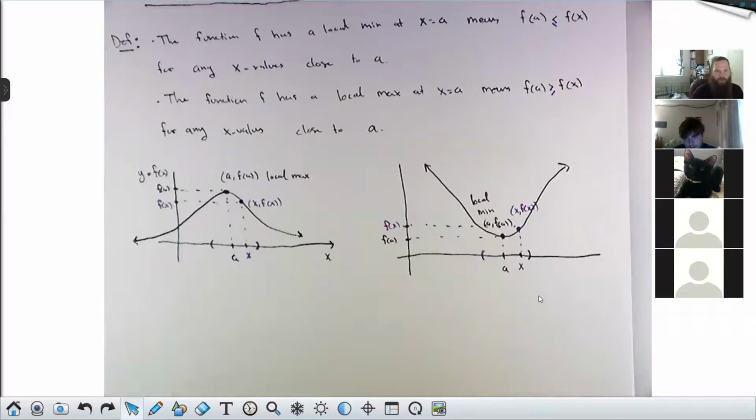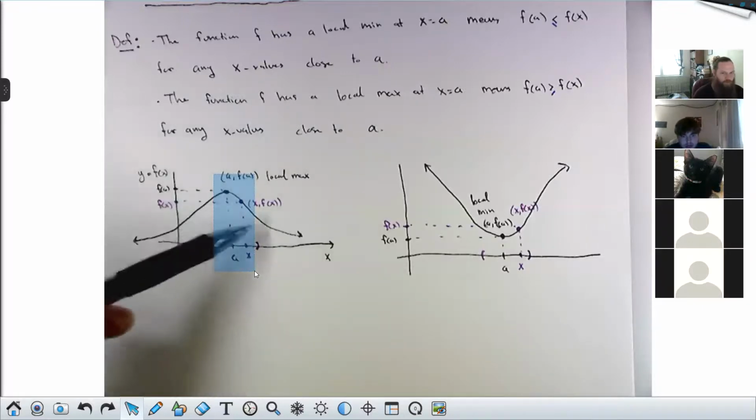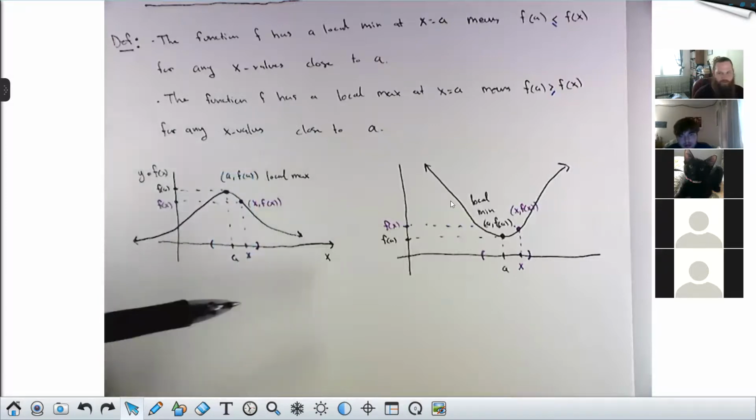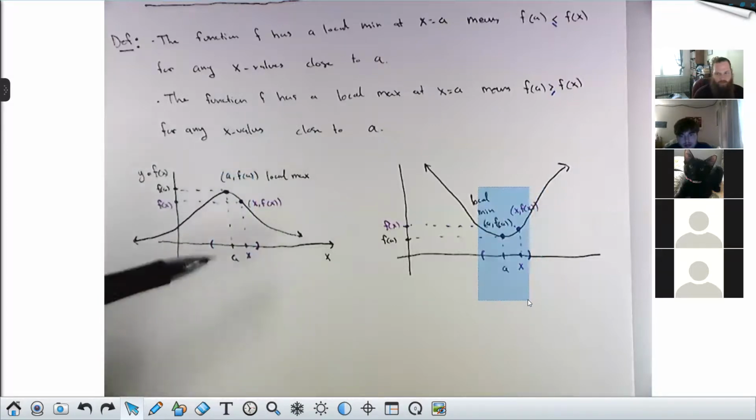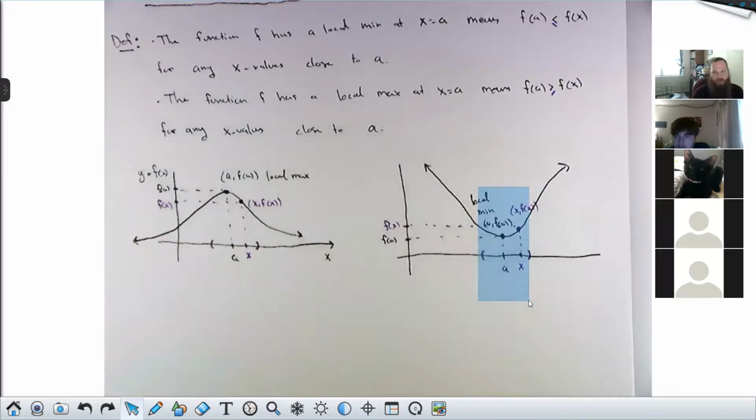In practice, how do we find these? Well, what you do is you look at the graph. If you think you found an interesting point, a min or a max, you should imagine a little window around that portion of the graph. If your point is the tallest point anywhere in that window, then you've found a max. And if that point is the lowest point anywhere in that window, then you've found a min.